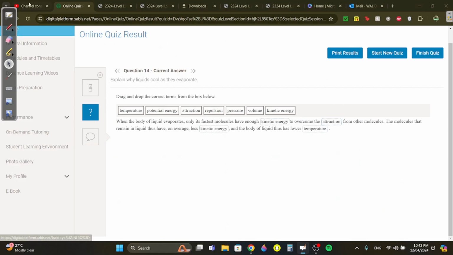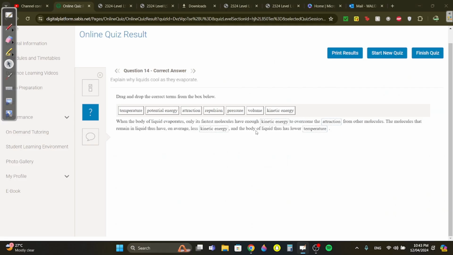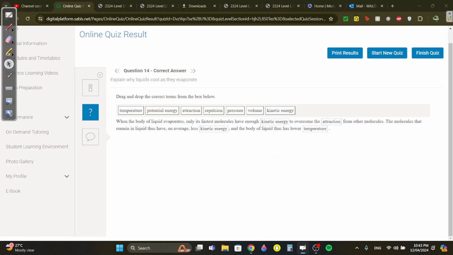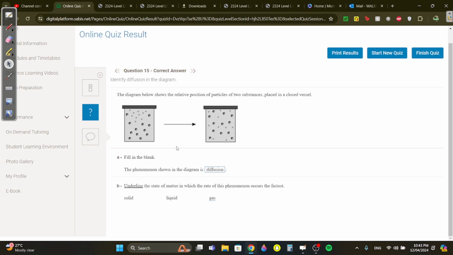So why do the ones with high energy evaporate and the low energies don't? Because you need energy to separate the water. They have molecular bonds, and to separate them you need energy to go up and evaporate. We need enough kinetic energy to overcome the attraction. The molecules that remain in the liquid have less energy, the ones at the bottom, so that body of the liquid has the lower temperature.